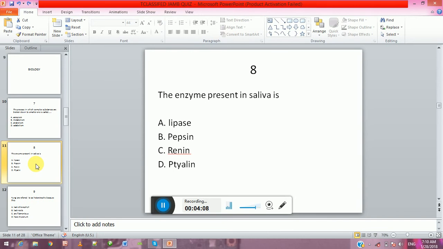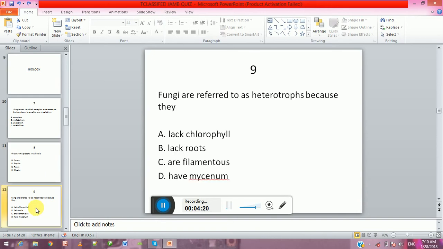The enzyme present in saliva is A, lipase, B, pepsin, C, renin, D, ptyalin. Fungi are referred to as heterotrophs because they A, lack chlorophyll, B, lack roots, C, are filamentous, D, have mycelium.